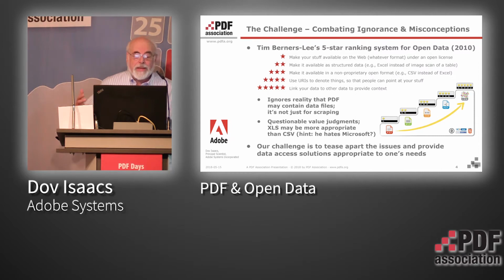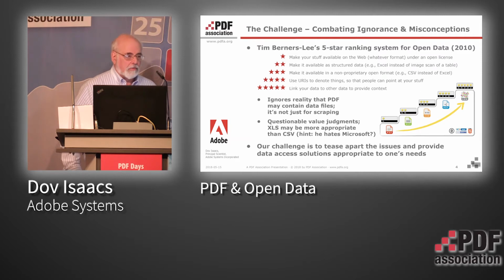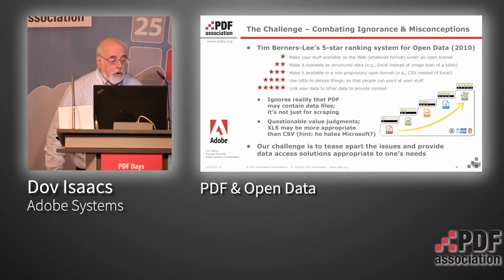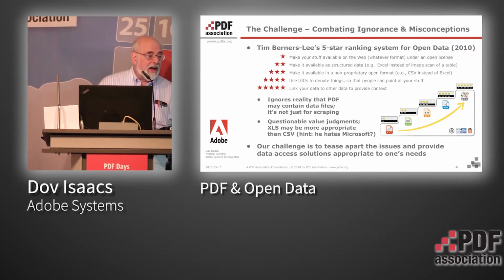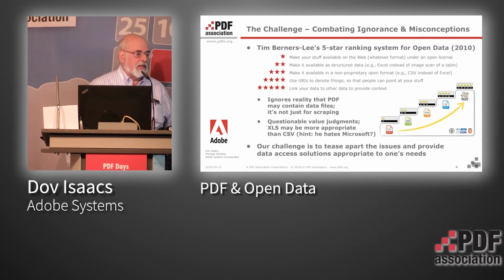But it ignores the reality that PDF may contain data files. It's not just for scraping, okay? And we'll talk about what scraping is. You know, it's very literal. You're scraping data. And there are questionable value judgments. In fact, an XLS file from Microsoft, or an XLSX file, which actually is a zip file with content in it that's pretty easy to figure out, may be much more appropriate than a CSV file. If I have data with charts and formulas and whatever, a CSV file might not be the best thing to provide for a particular situation. It may be, it may not be, but that's not a reason for it being 3-star, 4-star, whatever, 2-star, 3-star, what have you, okay?